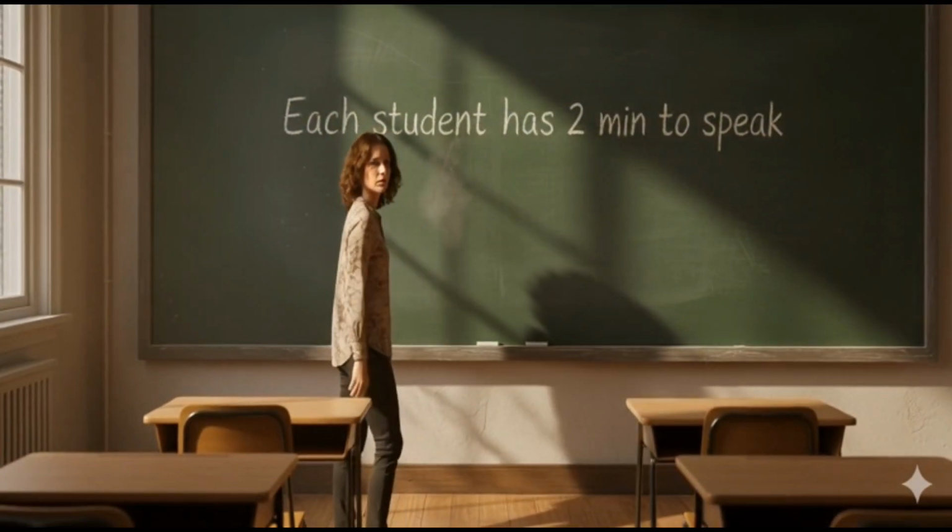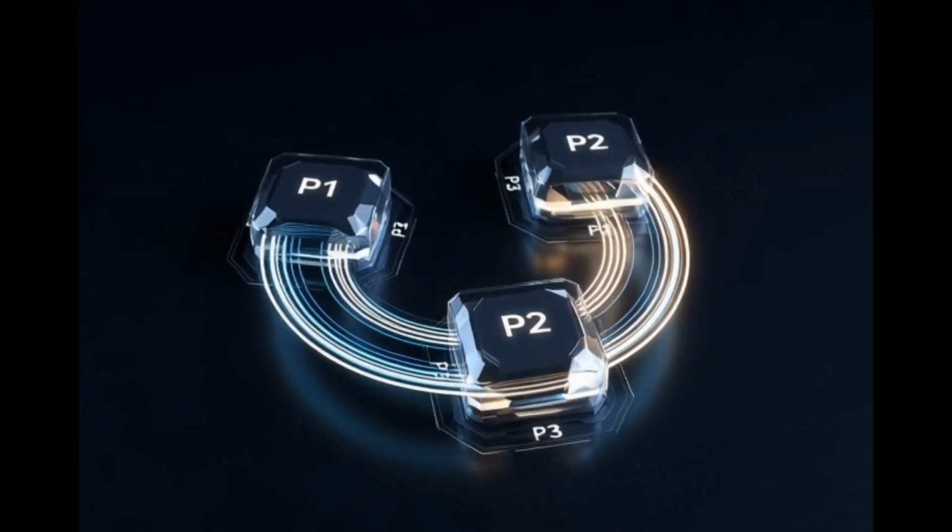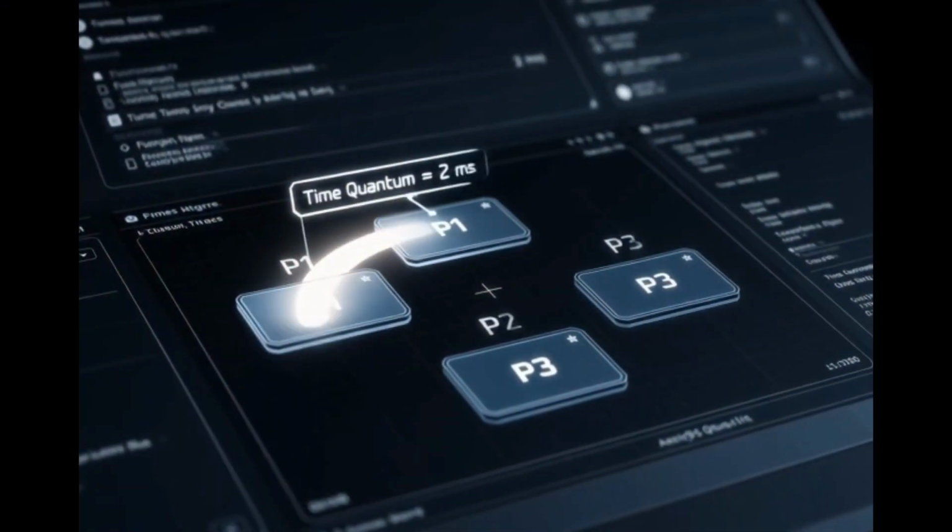Now imagine the teacher gives every student 2 minutes to speak. After that, the turn passes to the next student. And once everyone gets their chance, it starts from the first again. That's round robin scheduling. Here, every process gets a small fixed amount of CPU time called the time quantum.